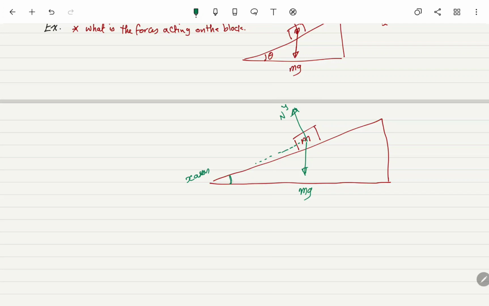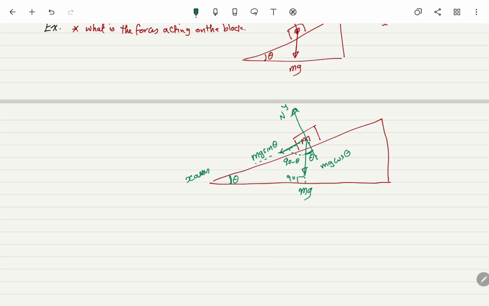Now if this is theta, and this is 90 degrees, this will be 90 minus theta, and this will be theta. So this angle here is actually theta. When we analyze the weight, it will have a y component, which is mg cosine theta, and an x component, mg sine theta. So the driving force acting on this object and making it slide down the hill is equal to mg sine theta.